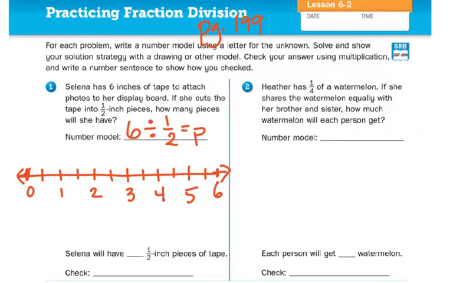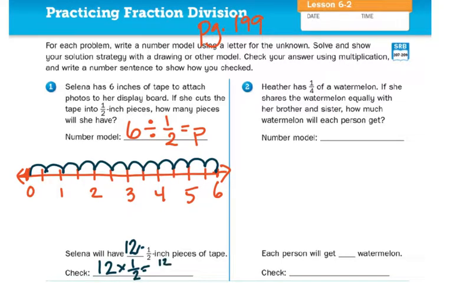So I'm going to go ahead and divide each one of those inches into half. So go ahead with your pencil, and we're going to say, okay, here's 1/2 an inch, 2, 3, 4, 5, 6, 7, 8, 9, 10, 11, 12. She'll have 12 half-inch pieces. How can I check? Well, I'm going to take 12 times 1/2, which is 12 halves, which how many times does 2 go into 12? 6.